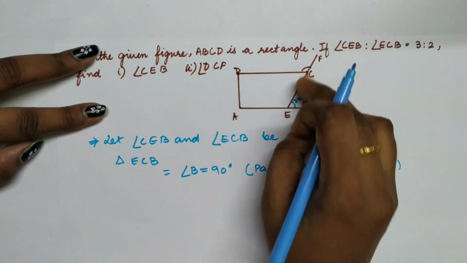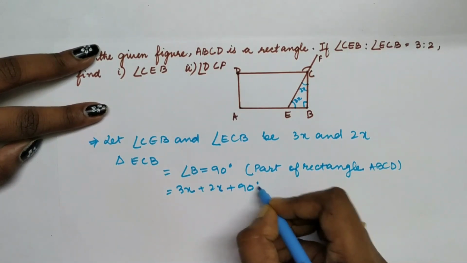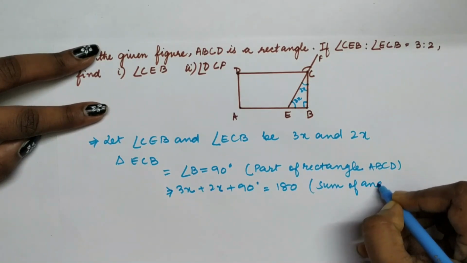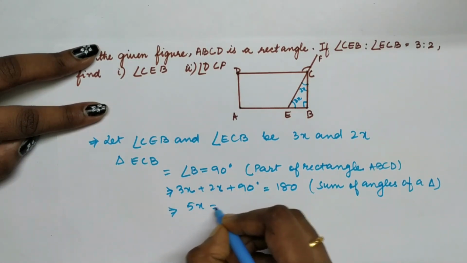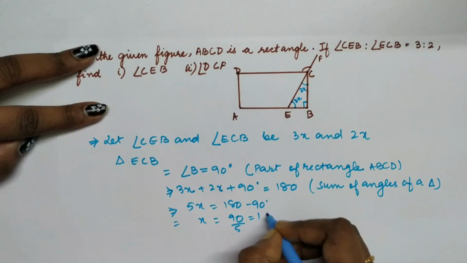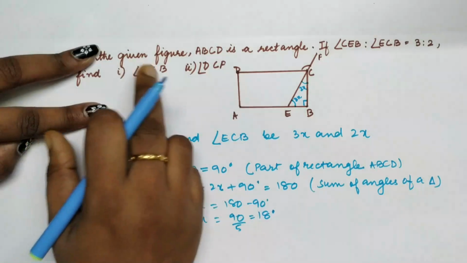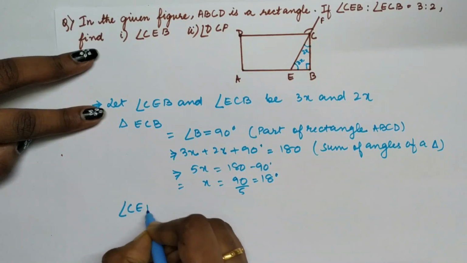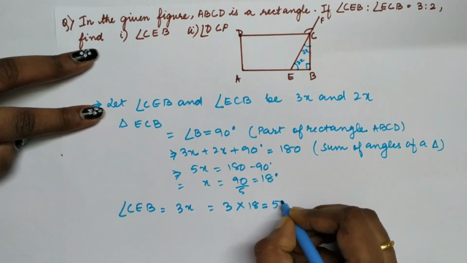So now I am going to add the three values. 3x plus 2x plus 90 equal to 180 degree, because that is sum of angles of a triangle. So here I get 5x, 180 minus 90. I solve x, 90 by 5, that is 18 degree. I don't want only x, I want the value of CEB, which is 3x. So angle CEB is equal to 3x, which is equal to 3 into 18, that is 54 degree.